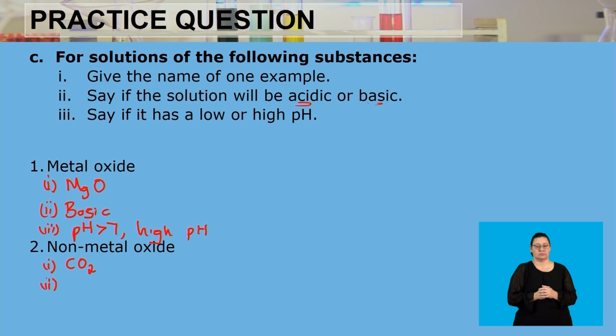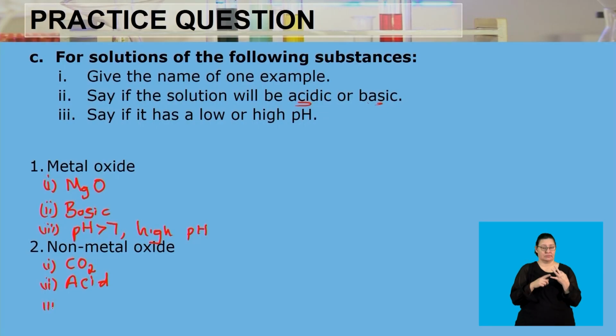Number two, say if the solution will be acidic or basic. Now, if metal oxides are basic when dissolved in water, then the non-metal oxides, when dissolved in water, are going to be acidic, because that's how we get acid rain. The name even tells it itself, acid rain. So therefore, this is going to be acidic.